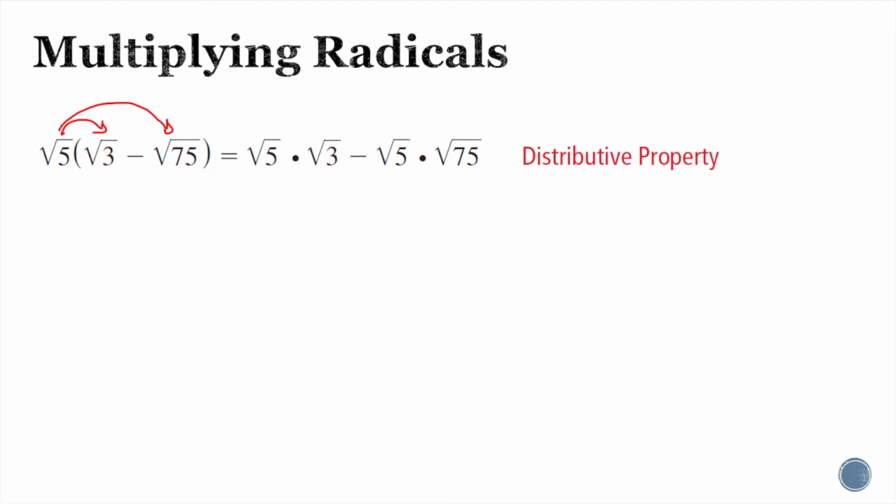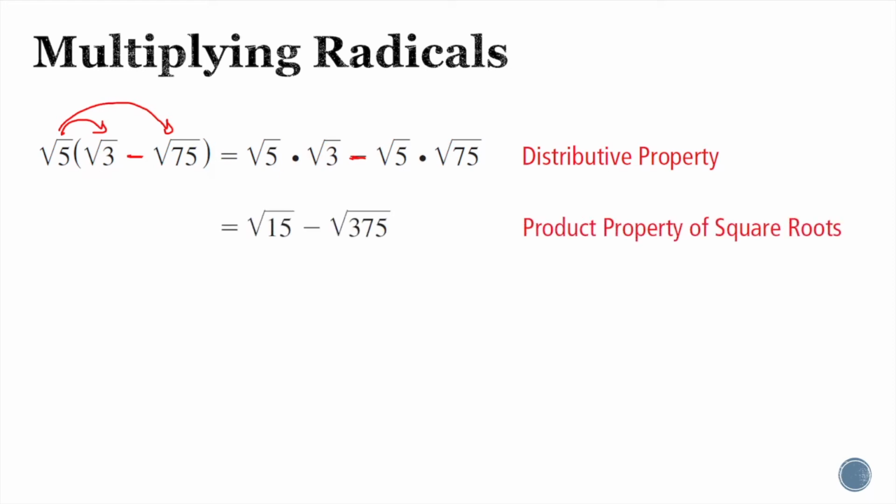Now, let's take a look at distribution or multiplying radicals. So here I have the square root of 5 times the quantity square root of 3 minus the square root of 75. So I'm going to distribute the square root of 5 to every term in the parentheses. In this case, both of these. And I will get square root of 5 times the square root of 3 minus the square root of 5 times the square root of 75 by the distributive property. That will give me the square root of 15 minus the square root of 375.